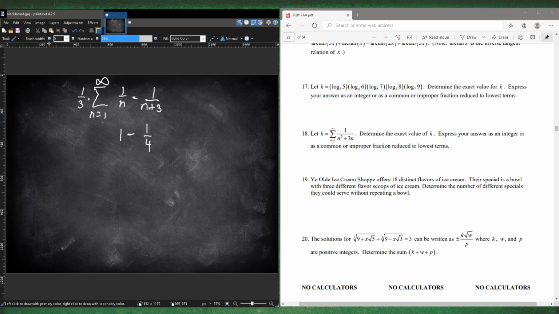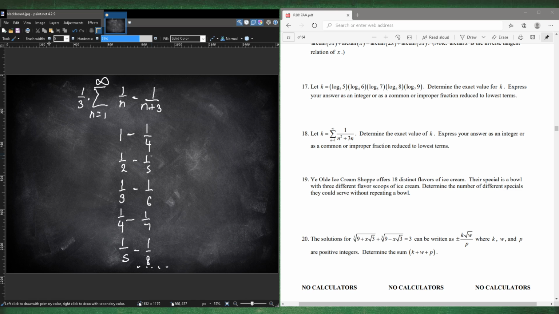Okay, so now say n equals 2. So that's 1/2 minus 1/5. Let's say n equals 3. So that's 1/3 minus 1/6. Now say n equals 4. So that's 1/4 minus 1/7. Let's say n equals now 5, so 1/5 minus 1/8, and then on and on and on.